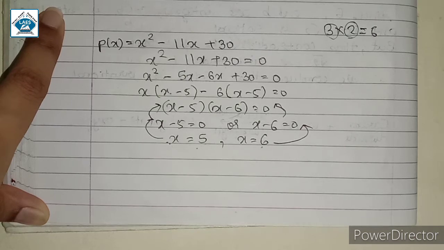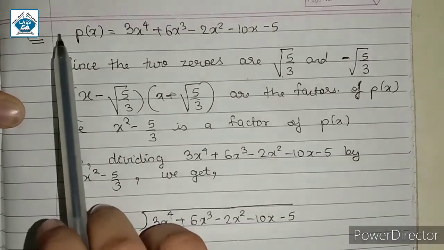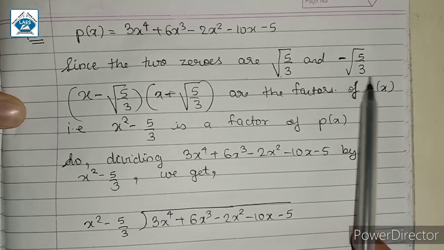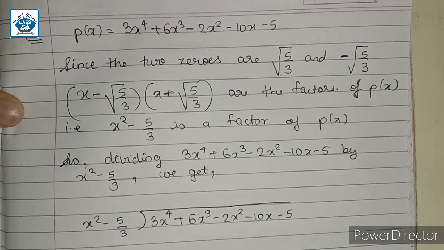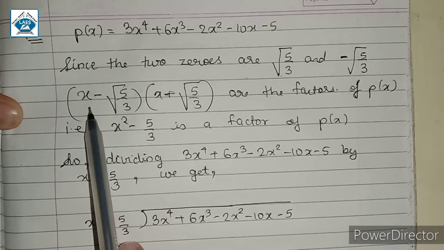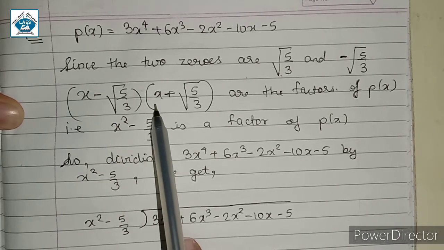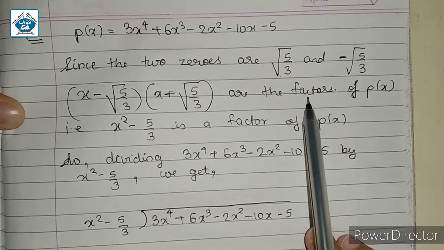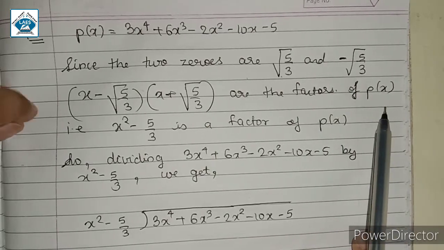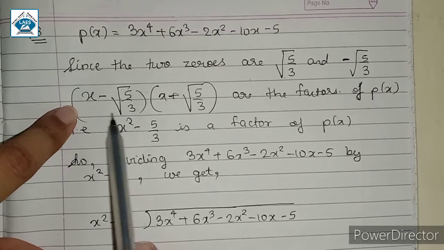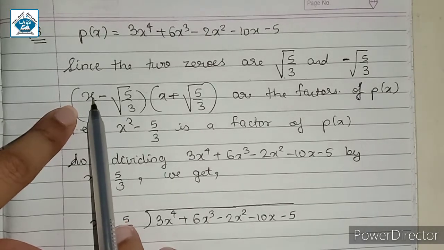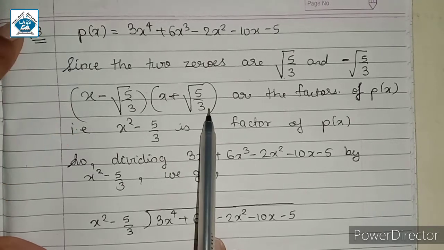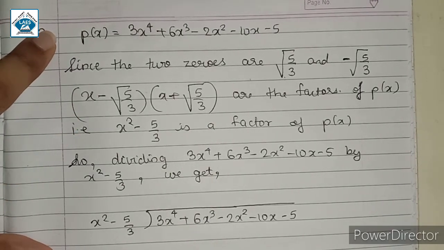Now let us solve question number 3. For this polynomial p(x), we are given that these two are the zeros. So just like I explained it to you right now, we can write x minus root of 5 by 3 and x plus root of 5 by 3 are the factors of p(x). Now if we multiply these two brackets, that means x minus root 5 by 3 and x plus root 5 by 3, we can relate it to an identity, you know.